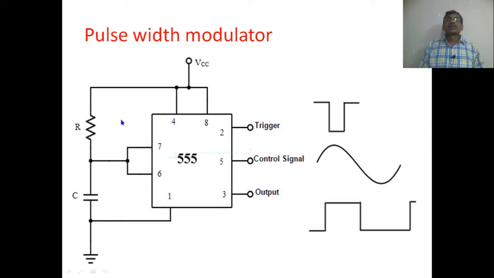In order to make it a pulse width modulator, we give the pulse train to the trigger, and the modulating signal or information signal is given to the control pin of our 555 IC, which is the fifth pin. Then we get the pulse width modulated output from pin number 3. So we apply the modulating signal or message signal to the control pin, and the carrier signal or pulse train is given to the trigger.